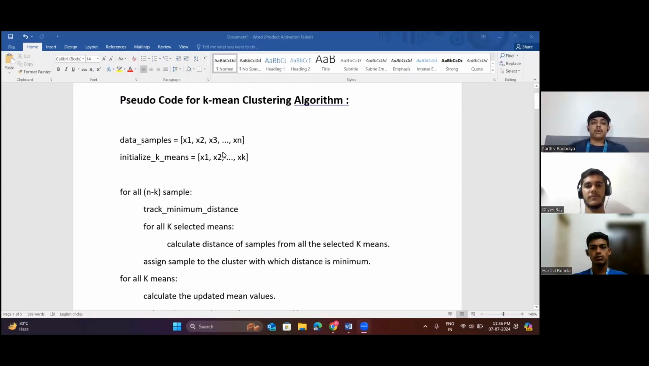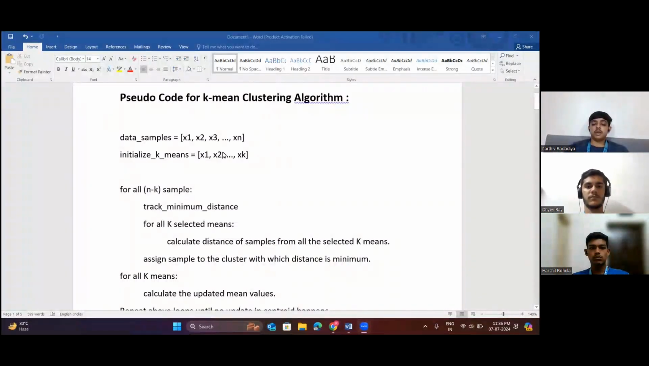So I am going to explain you the pseudocode for clustering algorithm. Here we have taken data samples as x1, x2, x3 till xn and clustering points as initialized k-means is x1, x2 till xn. So now for all n minus k samples, we will find the minimum distance using the distance formula.